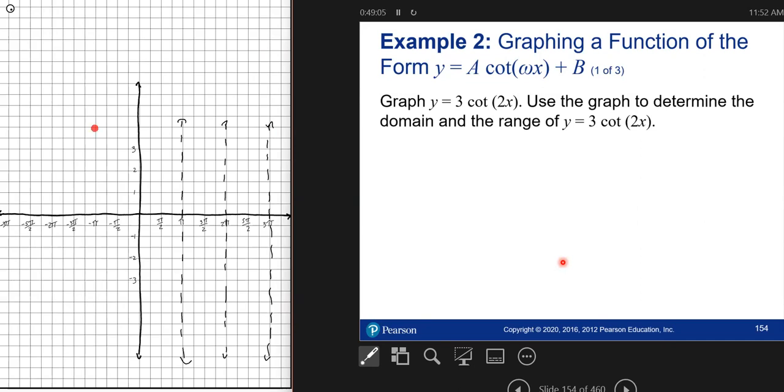So I'm going to draw those in. Oh, I don't know. I'm not going to draw them in yet, because I have omega now. Since I have an omega that's other than 1, that means my period is going to change. My period in this case for cosine, tangent, and cotangent is pi over omega, not 2 pi over omega. So we need to determine what omega is.